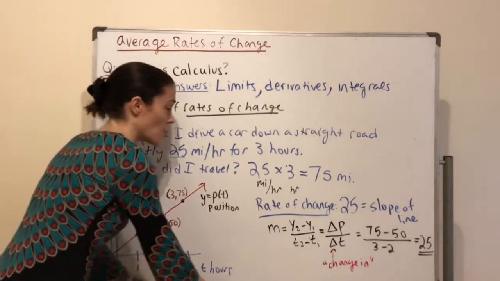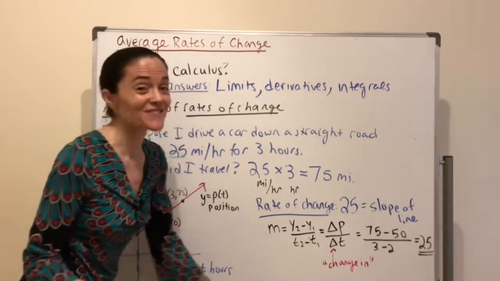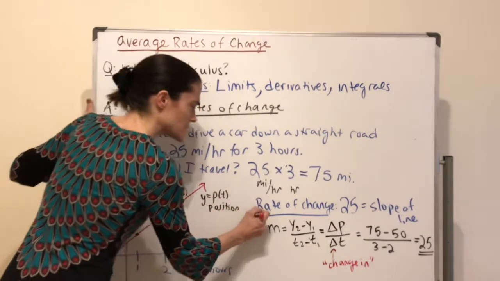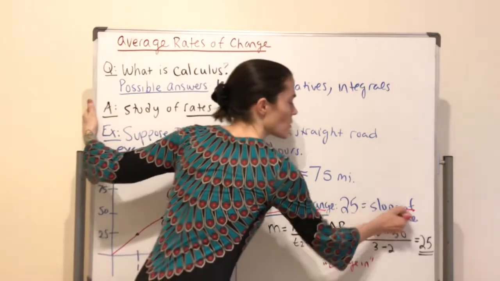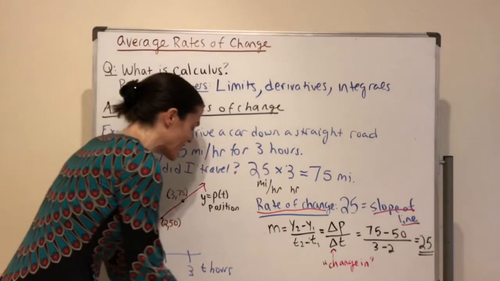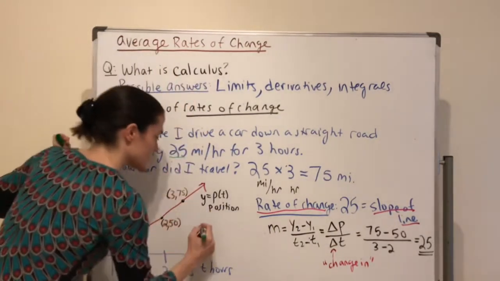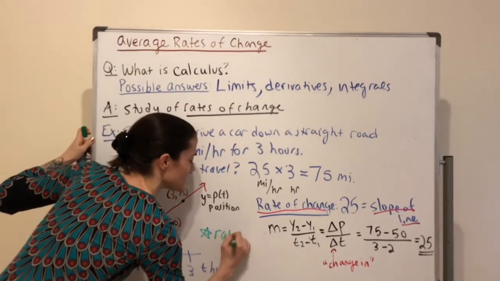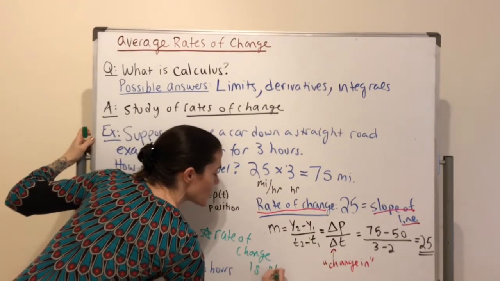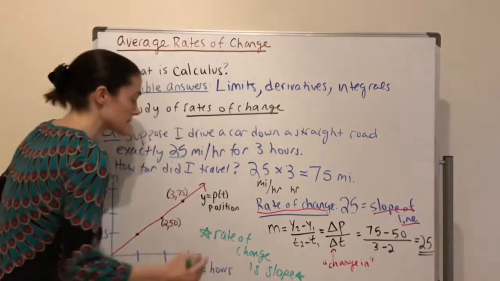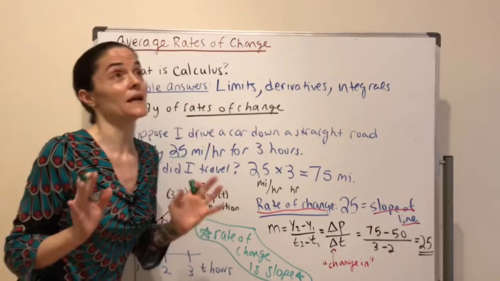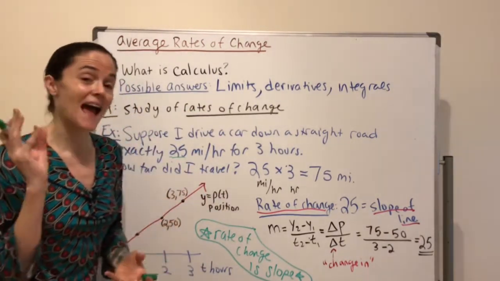But the thing that we notice here is that the rate of change in this example is the slope. So the rate of change is the slope. Uh-oh, it looks like I crossed it out. But this is an important concept. Maybe I will put this in a star. Rate of change is the slope. And this is an important thing to think about right now because every rate of change can really be interpreted as a slope.